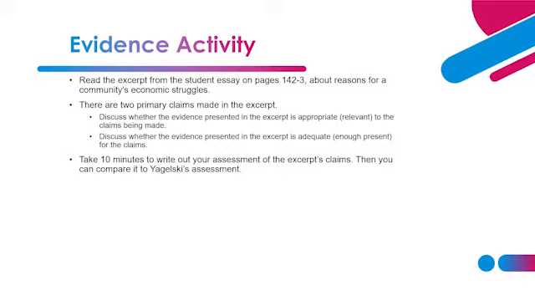Now, again, to be appropriate, it has to be acceptable and relevant to the academic discipline. It has to be from dependable, accepted sources. It has to be consistent with audience expectations. Then you also have to discuss whether the evidence presented in the excerpt is adequate for the claims. That is, that there's enough present.